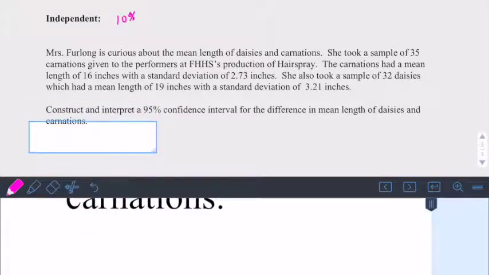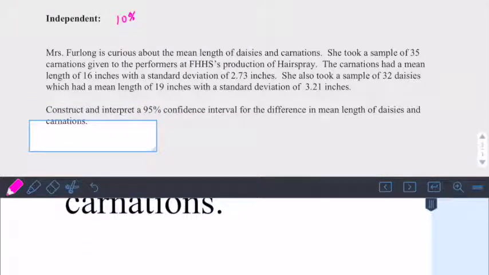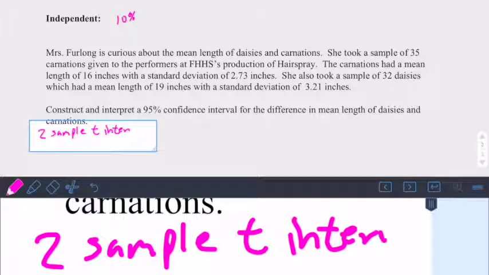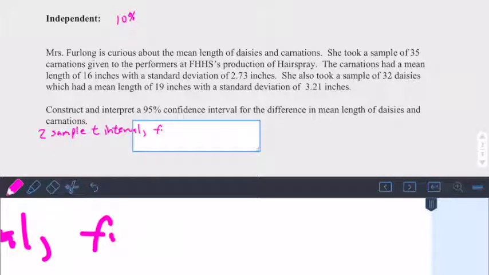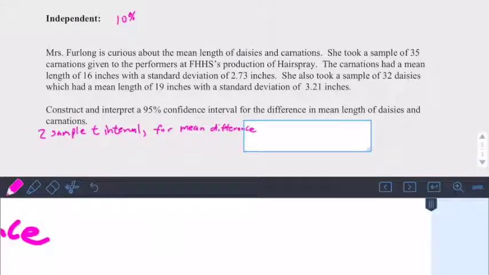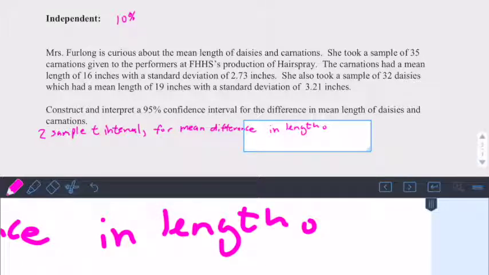It doesn't really matter which one we subtract from the other because we're looking for the difference, but we're going to label it. So we're going to state our procedure. We're going to do a 2 sample t interval, and then we need our context for mean difference in length of flower.